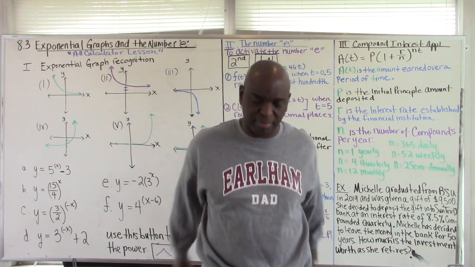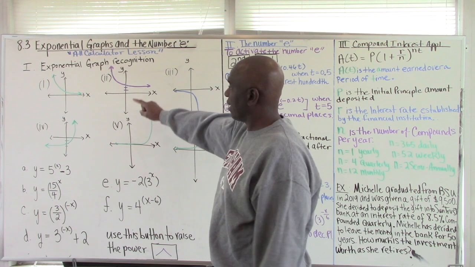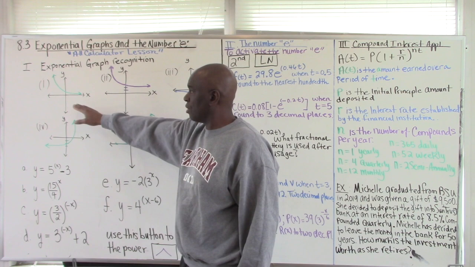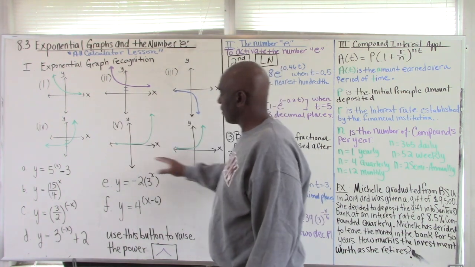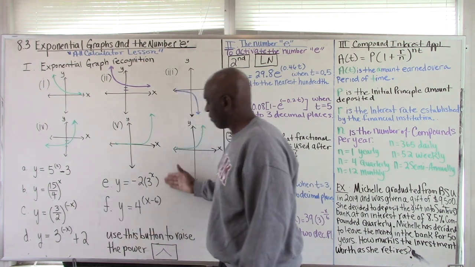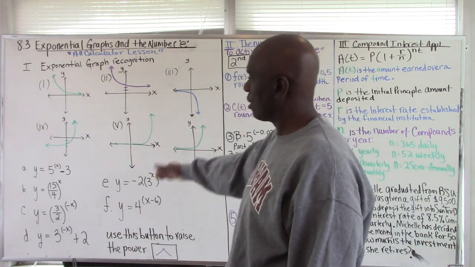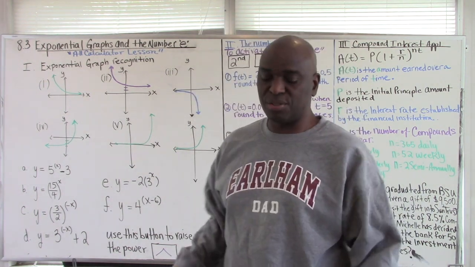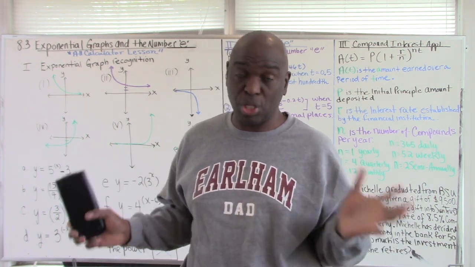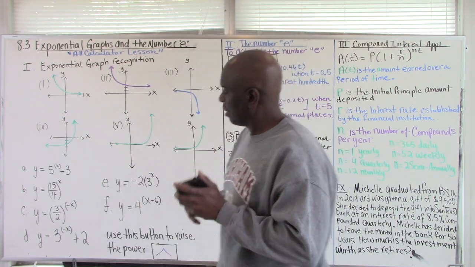I'm back. All right, so the first thing we want to do is exponential graph recognition. We have 6 exponential graphs here, 1, 2, 3, 4, 5, 6, and I have 6 equations, 1, 2, 3, 4, 5, 6. Your job is to match the equation with the graph. Instead of me spending a lot of time going through different characteristics of the graphs, let's take a look at the graph of each of these equations.